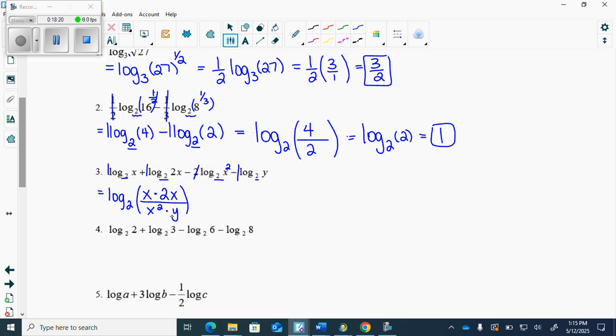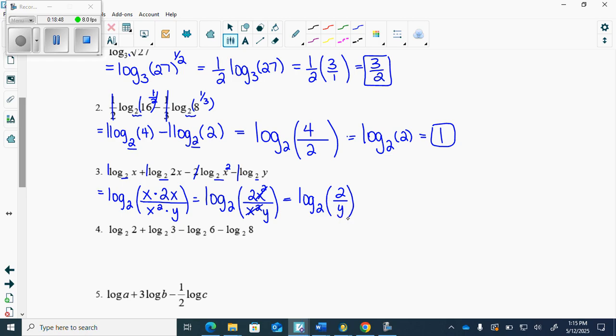So I'm left with log base 2. In the numerator, I get 2x squared. In the denominator, I get x squared and y. Because these are monomials, those x squareds can cancel. Do you see that? So then you can be left with log base 2 of 2 over y. And this is the correct answer.